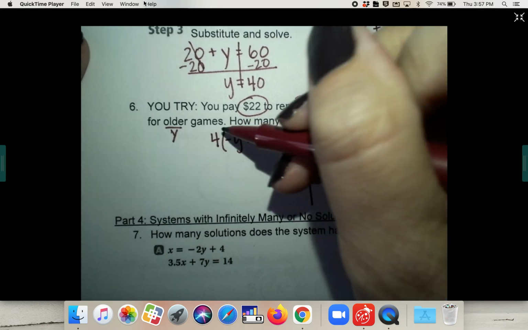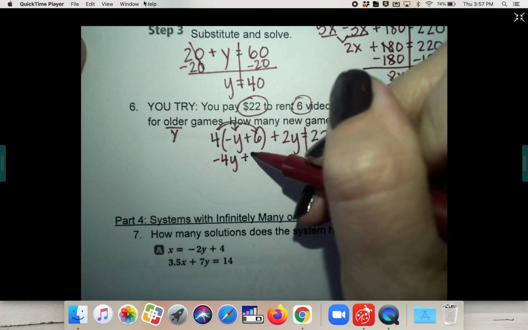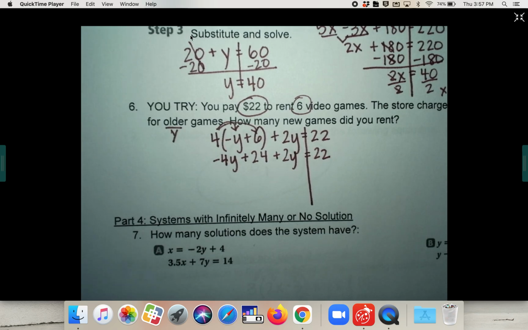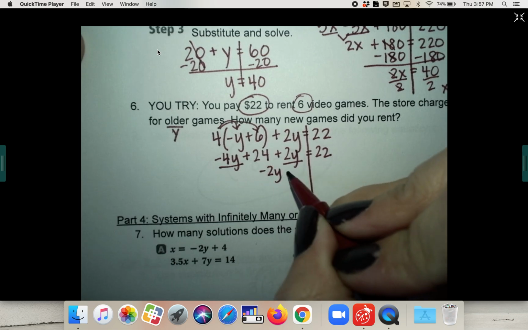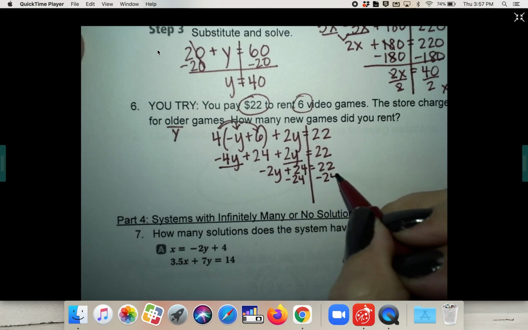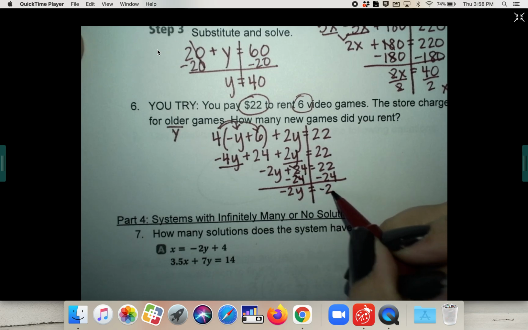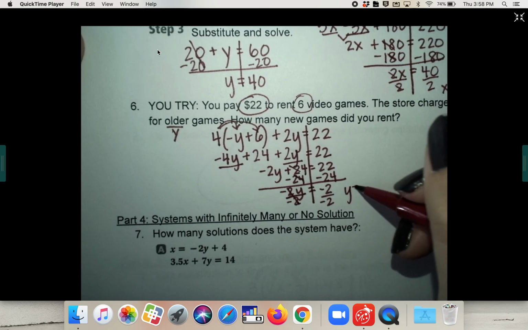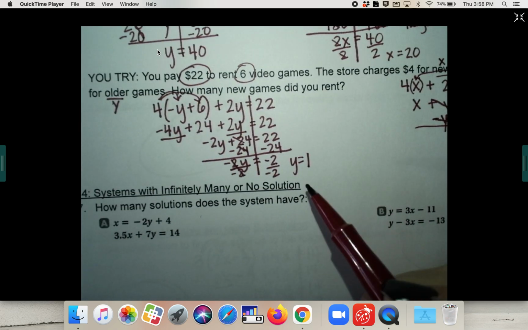All right, let's distribute. 4 times negative y is negative 4y. 4 times 6 is positive 24. Plus 2y equals 22. I'm going to combine like terms. Negative 4y plus 2y is negative 2y. Plus 24 equals 22. Subtract 24 from both sides. I'm going really fast through this, but I know you guys are excellent equation solvers by now. Divide both sides by negative 2. Negative 2 divided by negative 2 is 1. All right, so I know that my y is equal to 1.